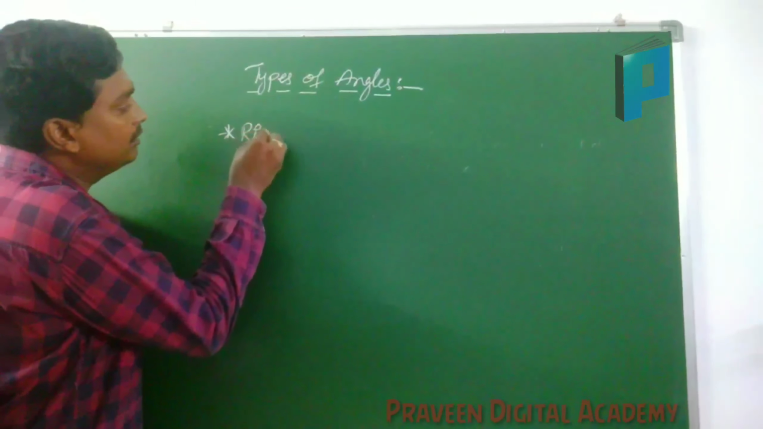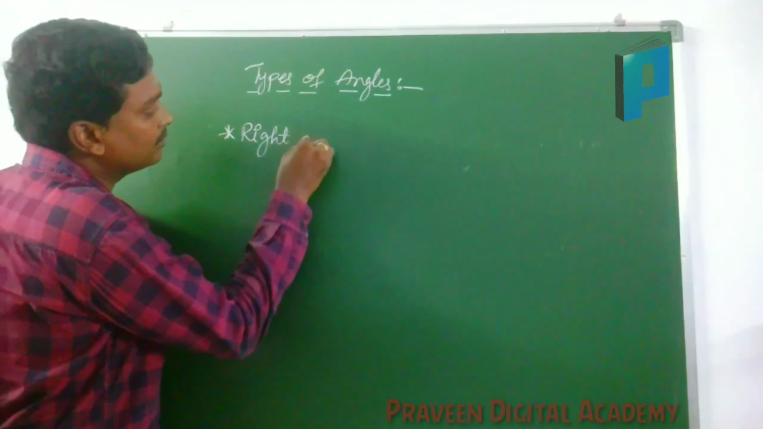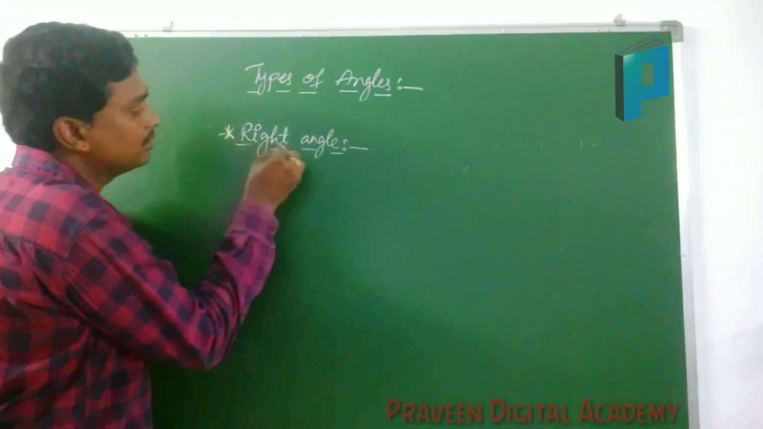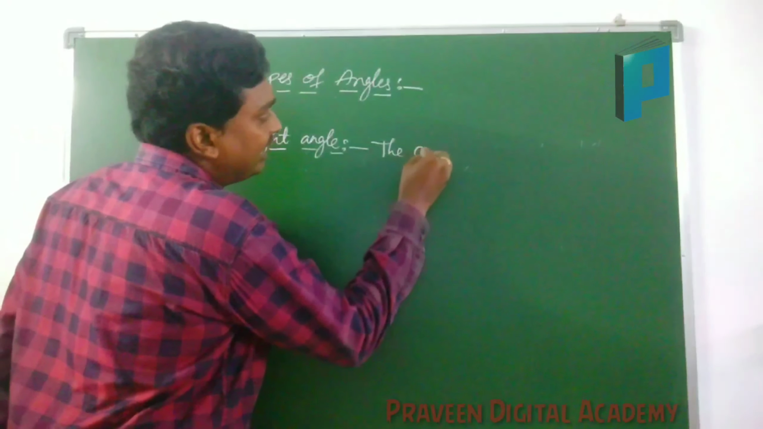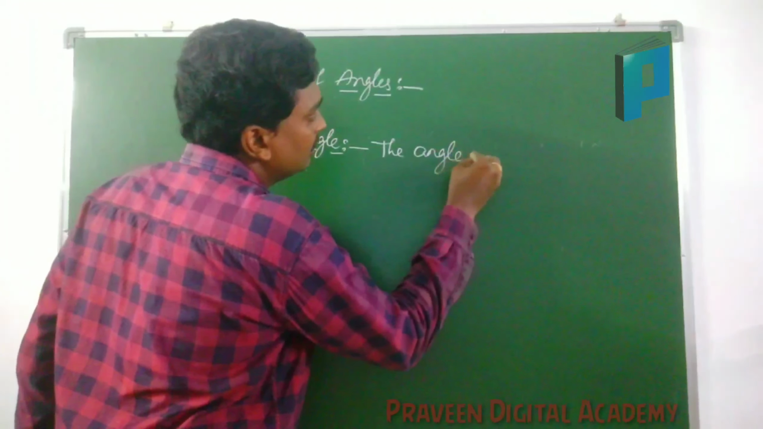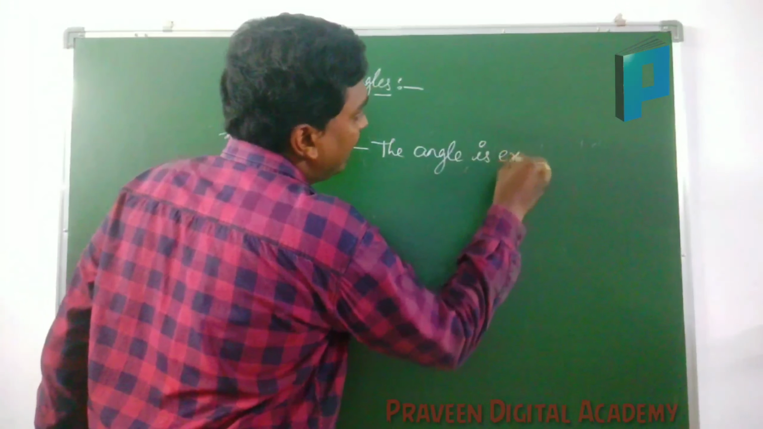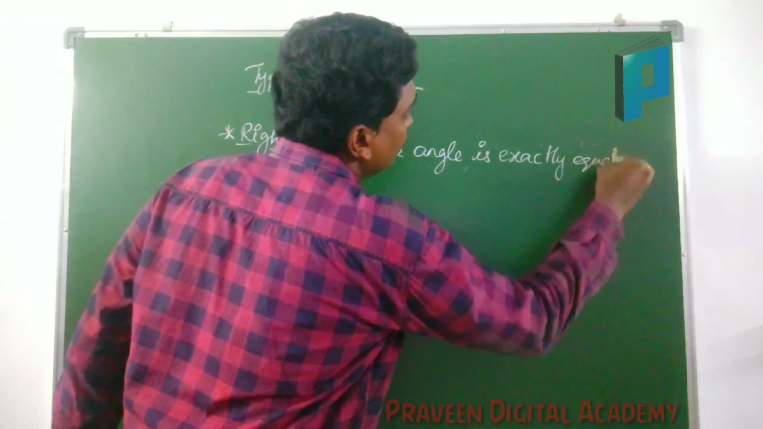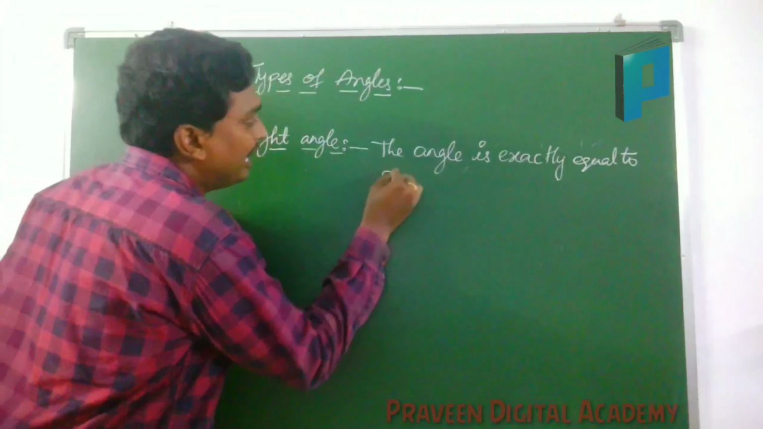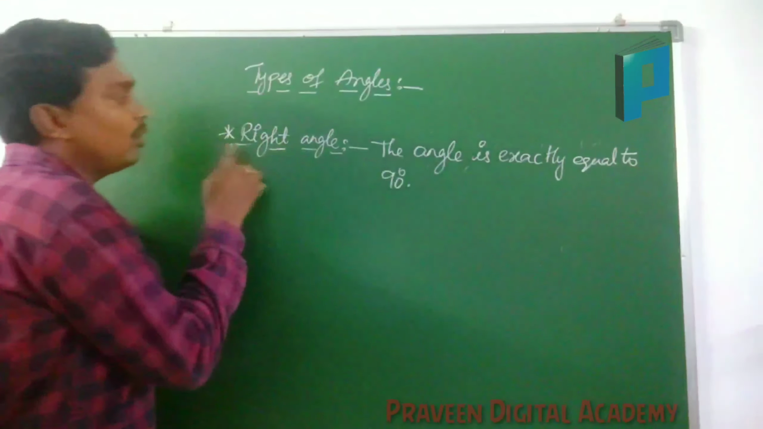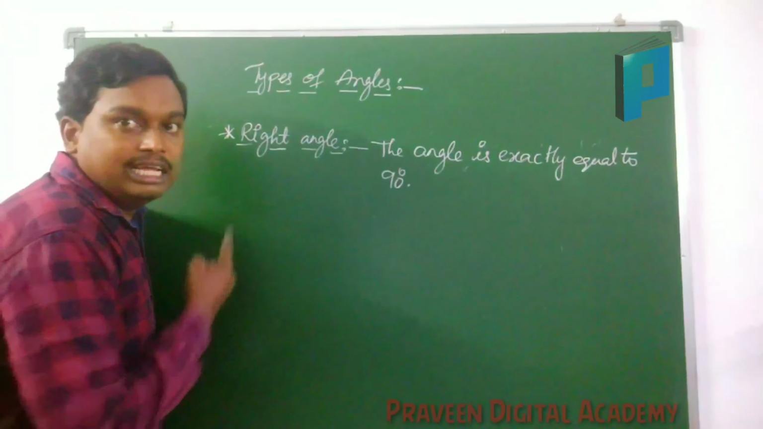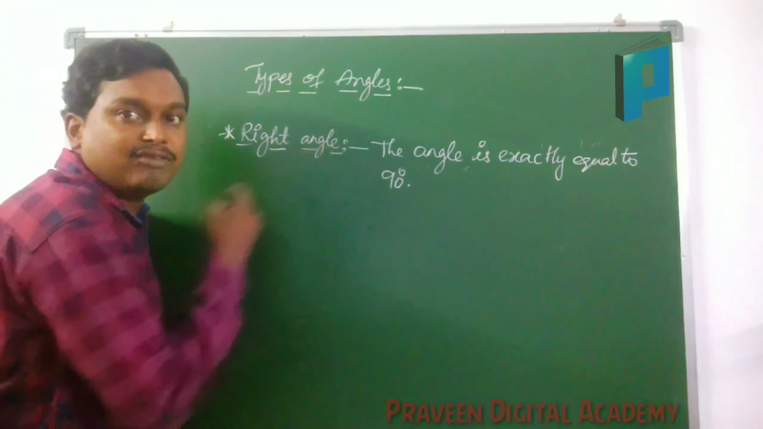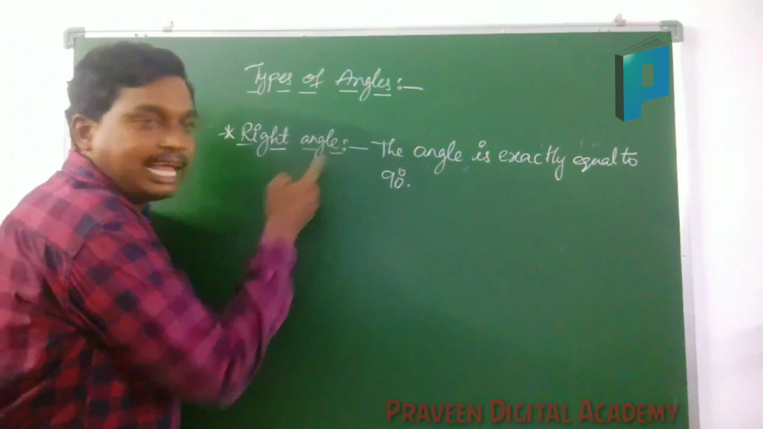Right angle. The angle exactly equal to 90 degrees is called right angle. If the angle is exactly 90, then such kind of angle is called a right angle.